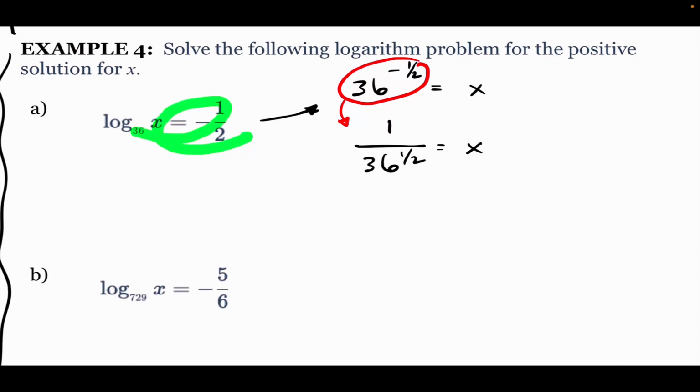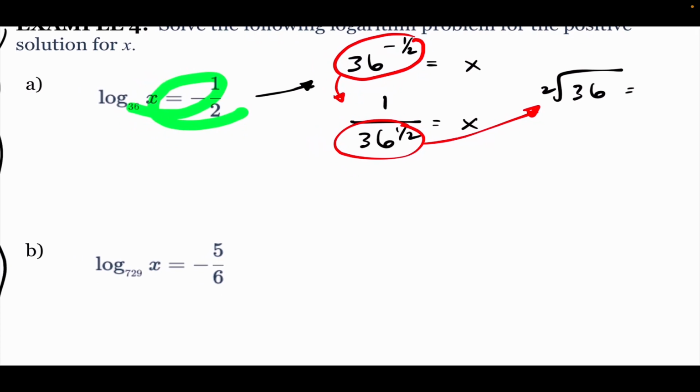Fraction power means I have 1/36 and I'm looking for pairs. So I have 36 and I'm looking for pairs. I don't need to break down 36 because what's the 2 pairs? 6 and 6, right? So the square root is just 6. Move it back in. X equals 1 over 6.